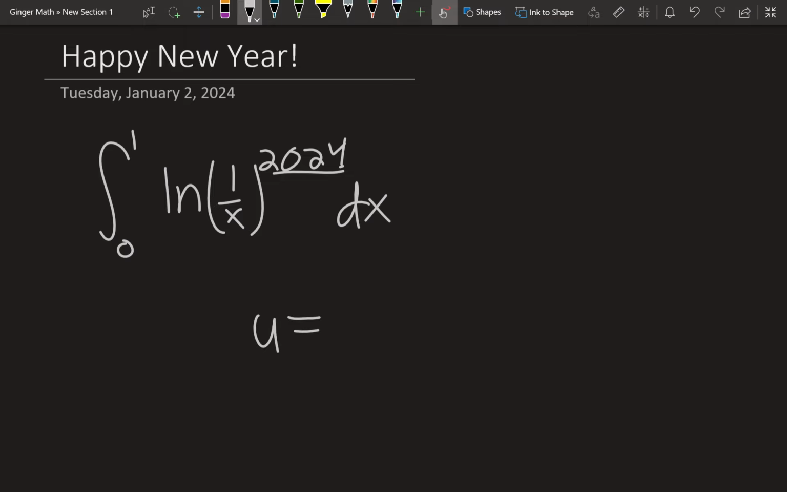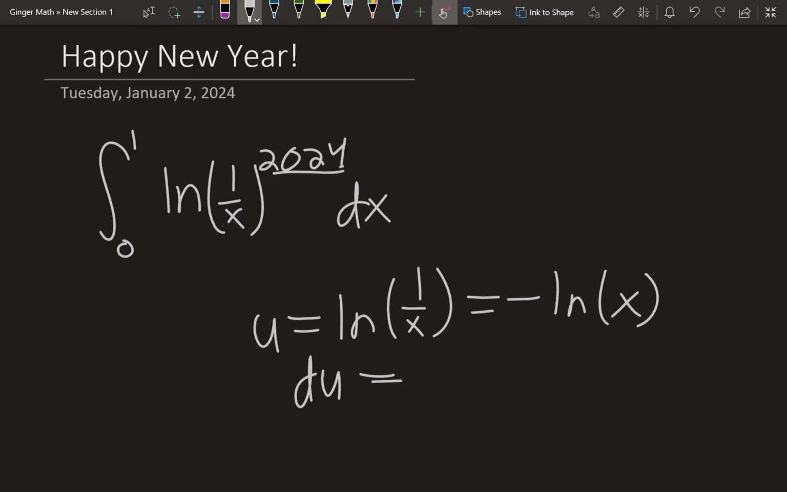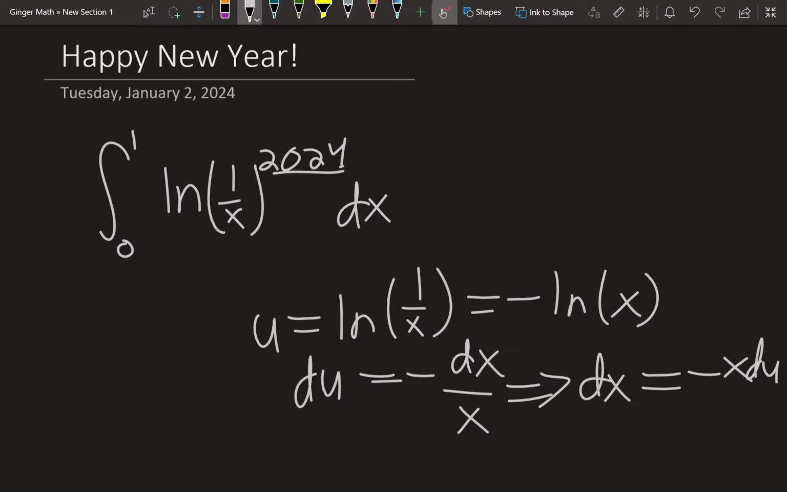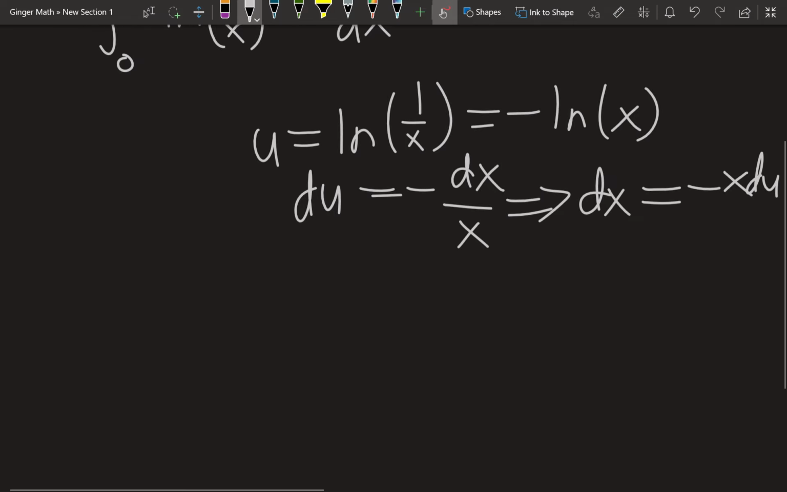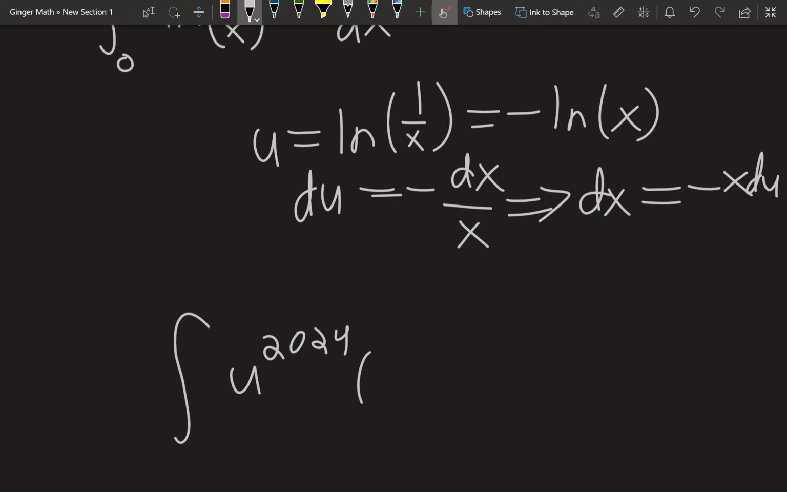Nothing crazy yet. So we're just going to let u equal the natural log of 1 over x. And just to simplify things, using properties of exponents, that's just negative natural log of x. Now we need to find du. So du equals negative dx over x, meaning that our dx is just equal to negative x du. Just gonna throw all this in real quick. We'll do the bounds next. So we just have u to the 2024, and then a negative x du.